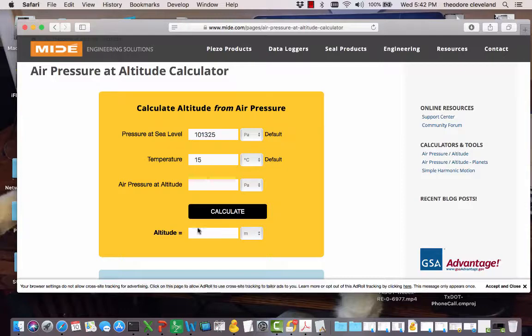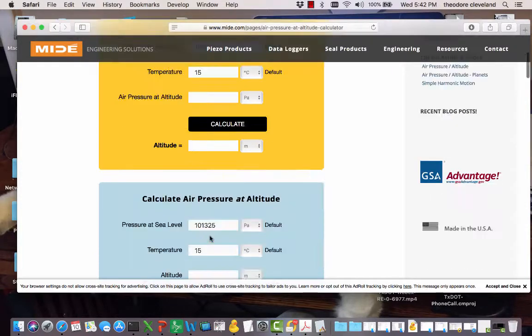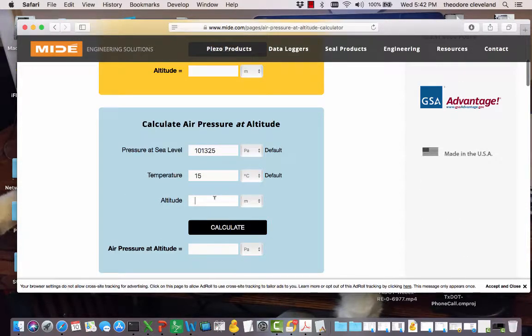Give us the altitude. Calculate air pressure at altitude. Supply at altitude, so I'm going to put 1,000 meters. Our lake's at 975, that's close enough. It says that our air pressure is 89874.54 newtons per meter squared.